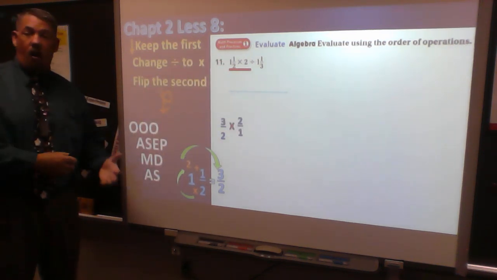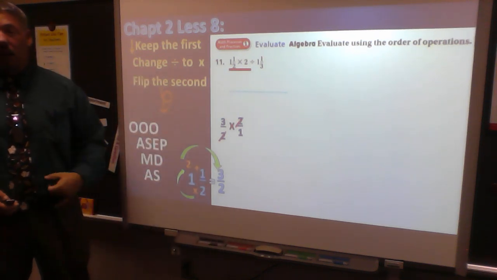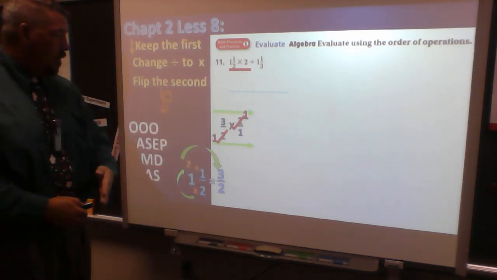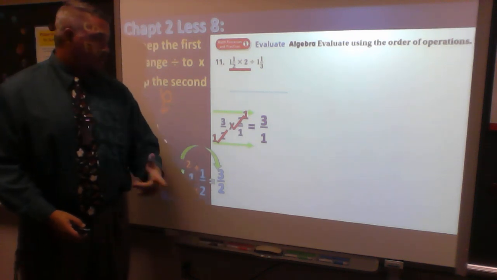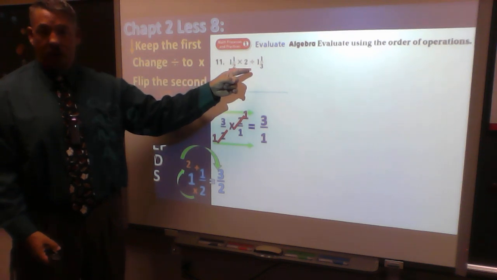Now, cross reduce where I can. My 2's, the same in top and bottom, simply cancel out and become 1's. Now I'm left with 3 times 1 and 1 times 1, so I just have 3. But I'm not done. So I'm going to keep it in the form of 3 over 1, because that's not my answer. Now I have my next step.